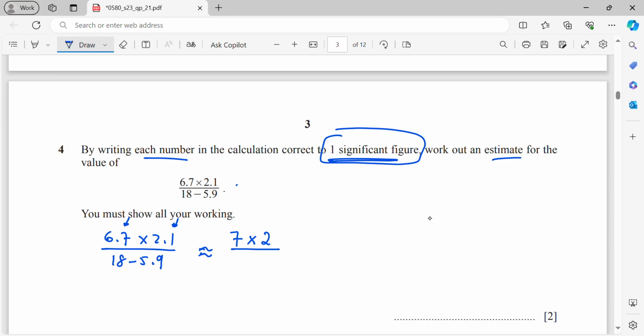Over the 18, which is two significant figures. To get one significant figure, look at the 8, the ones. This value is greater than 5, therefore I round up, it becomes 20. Then minus, for the 5.9, look at the 9. More than 5, therefore round up, it becomes 6. So from here, approximately the numerator is 14, the denominator is also 14. Therefore, the answer is approximately 1. That is the solution of question number 4.